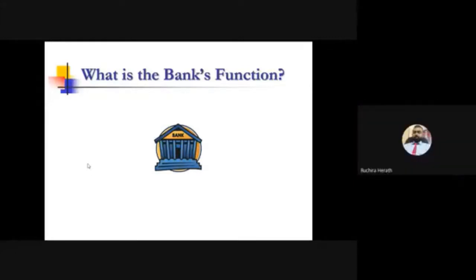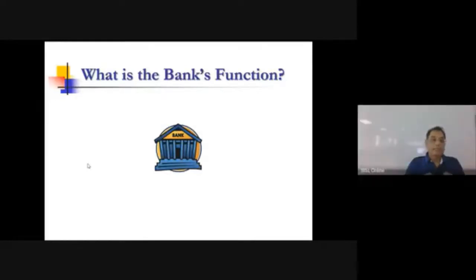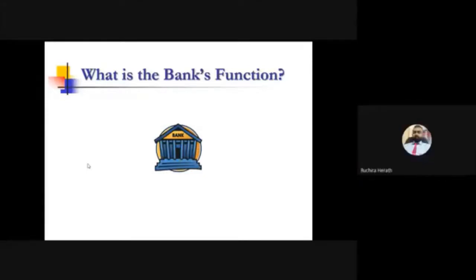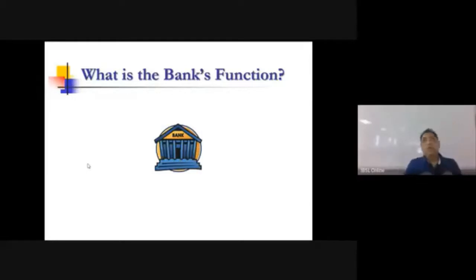Bank will collect deposits from the one who has the excess money, and it lends to customers where they have a deficit. Okay, great. And that's it. Yeah, thank you very much. Sorry, I didn't get your name. I'm Ruchira. Ruchira, thanks. Thank you for participating. Anybody else? Anything else that you want to highlight? It's a financial intermediation. Very good.